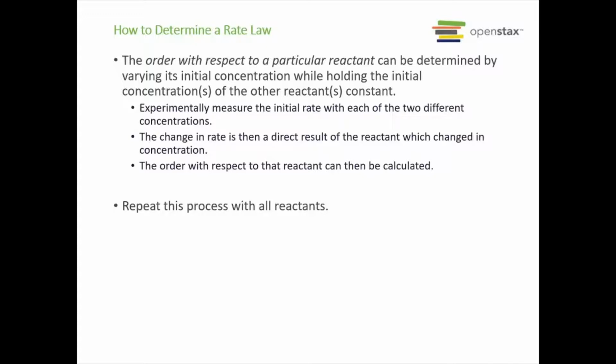Like I was saying, you could experimentally measure the initial rate with each of the different concentrations of your reactants, and you see how that affects your rate. It's a direct result of each reactant when you change it. So when I change NO, for instance, the change in rate is only related to NO. It's not related to ozone, because ozone is constant. There is no change in ozone initial concentrations. Okay, so then you calculate that order, and then you can do the same for your other reactant, where you hold it constant and change the other reactant. So you do this with every single reactant until you eventually get your coefficients for the exponents.